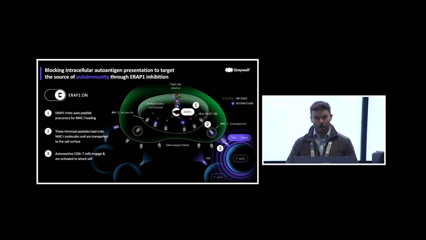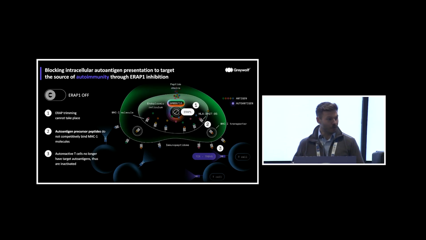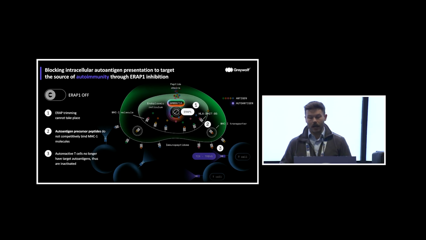So that's what happens under functional ERAP1 conditions, and then our approach is really to turn ERAP1 off. By turning ERAP1 off, you prevent this peptide substrate cleavage, and you block the presentation by changing the antigen repertoire at the cell surface. So you ablate this autoreactive T cell response.